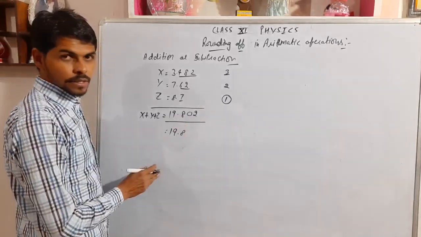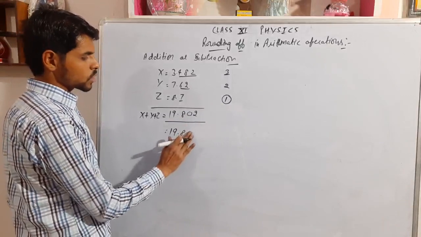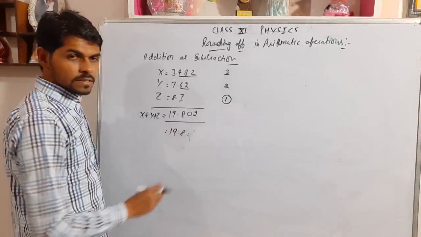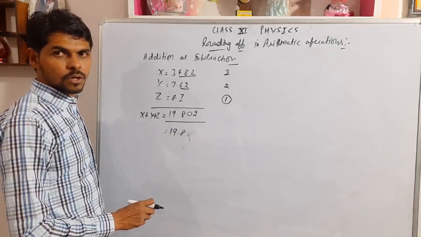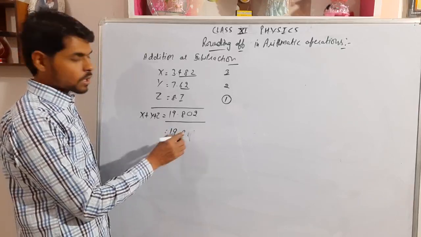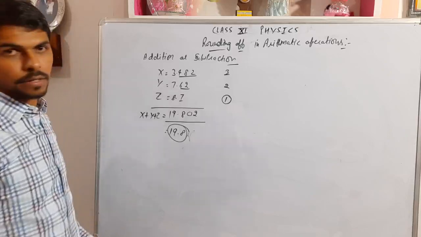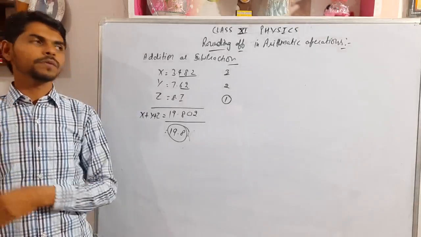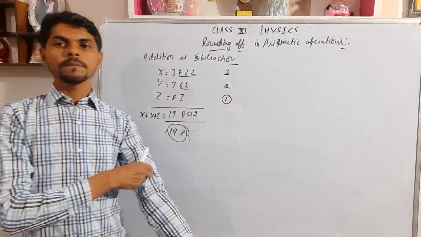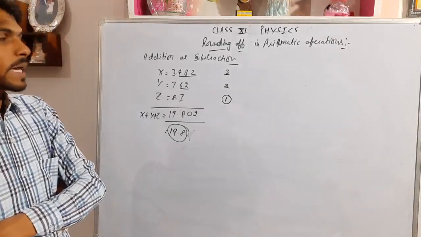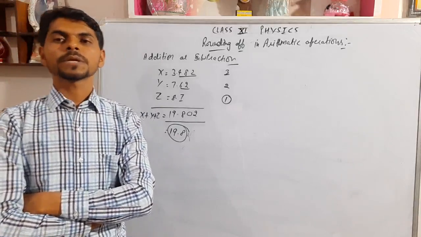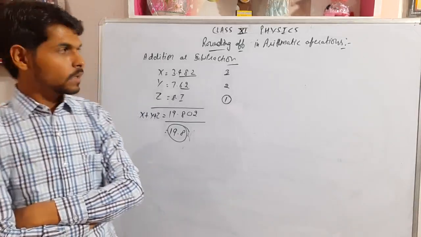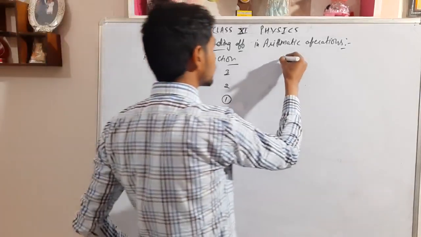So 19.8, and we have to drop the 0. So 0 is less than 5. According to the rules of rounding off, if we are dropping a number less than 5, the previous digit will not be changed. So the answer is 19.8. It means that in addition or subtraction, we have to choose the least number of decimal places to get the rounded answer. Okay.